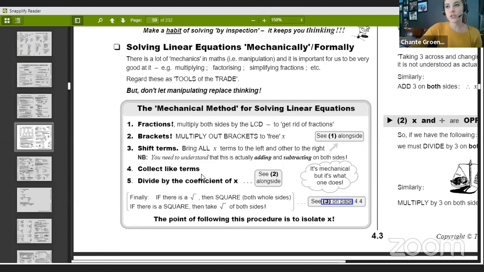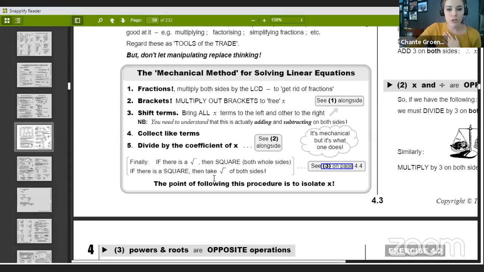Collect like terms. So remember, I told you apples with apples. We're keeping on that track. We're saying, okay, this one type of term, which is x, I want on this side, and the other term I want on that side. Okay, and also take note of number 5.